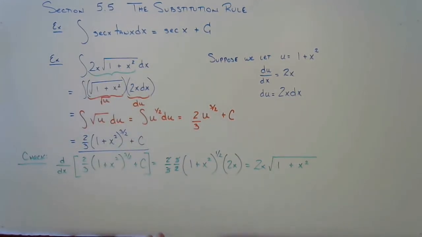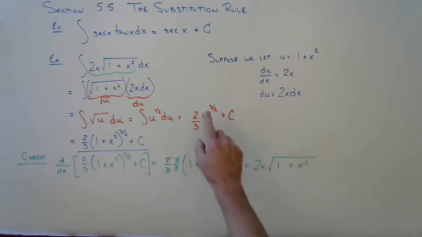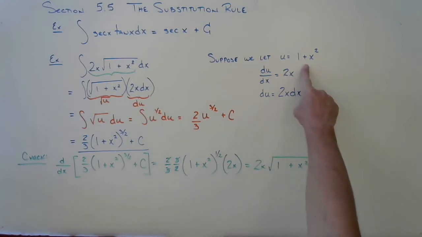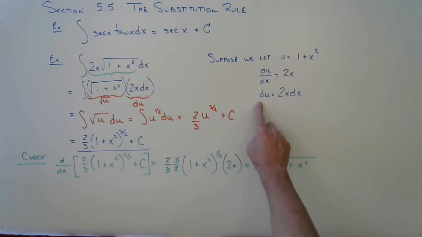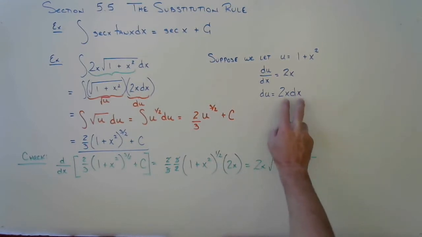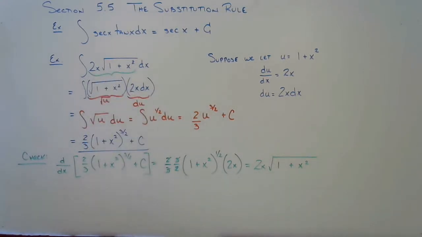The integrand is written so that the 2x was present, and therefore, when I took the derivative of 1 plus x squared, I generated a 2x dx for my du. The components necessary to build du were present in my integrand. And that's how U-substitution works.